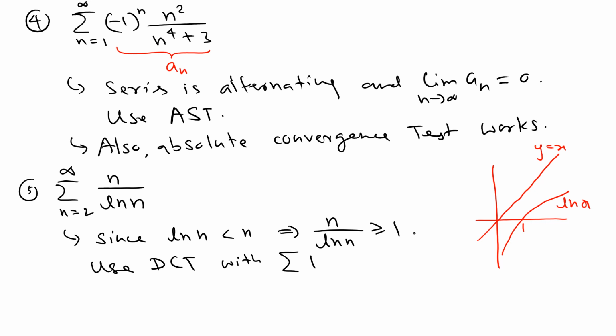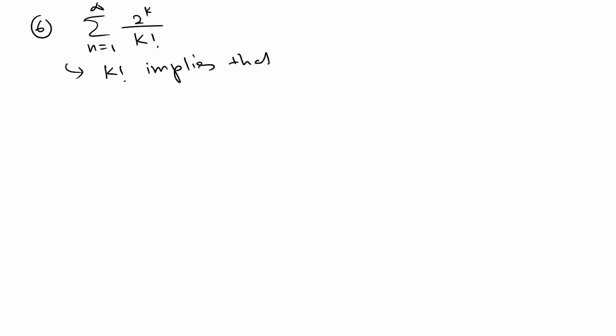The comparison series is just 1, and then let's do 2 more. So the next one is number 6. The sum from n going from 1 to infinity of 2 to the k over k factorial. The factorial implies that this is a ratio test. Okay, k factorial implies that the ratio test is used.